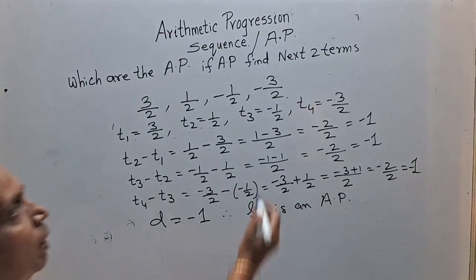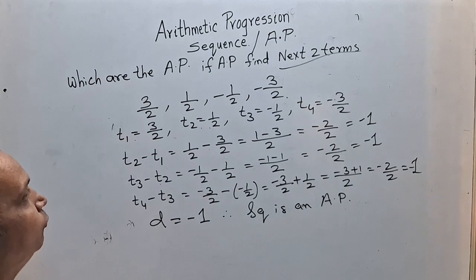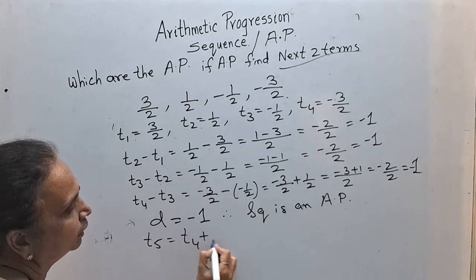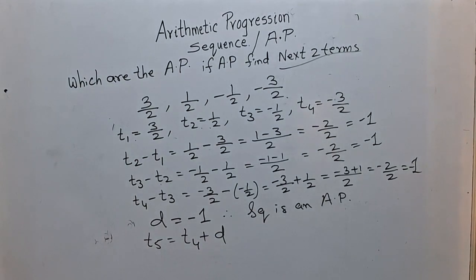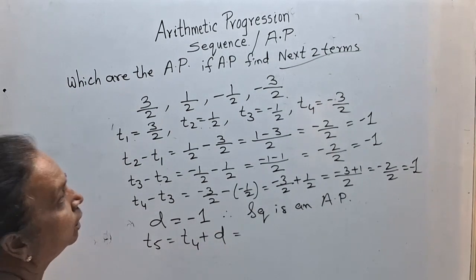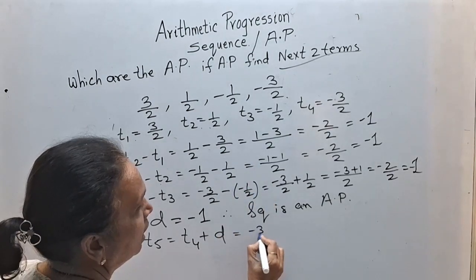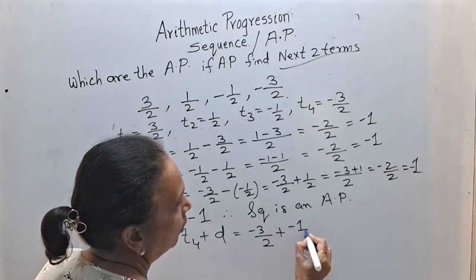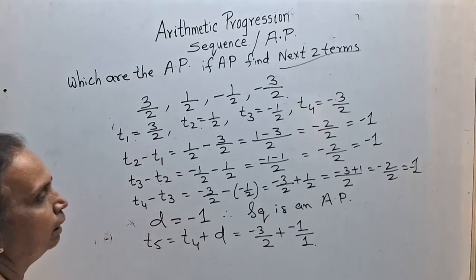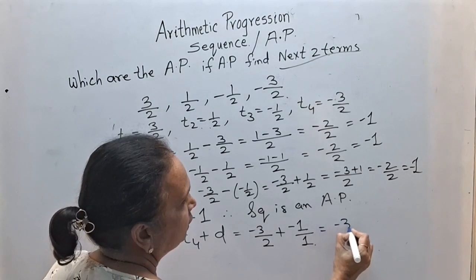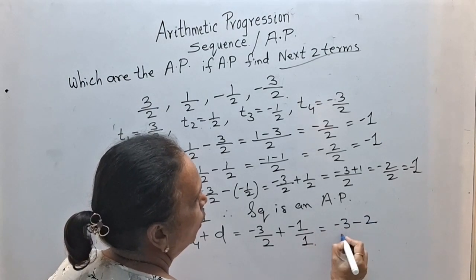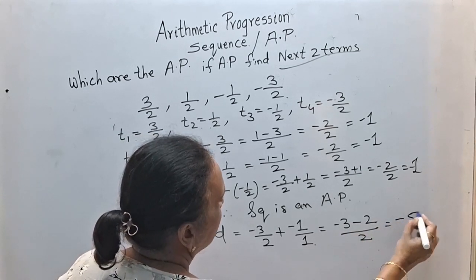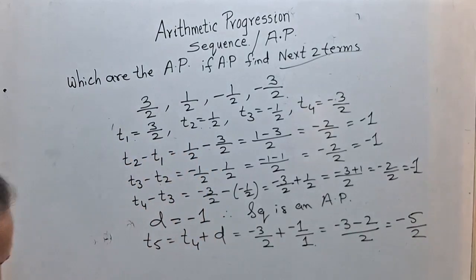Once you do that, they have asked you to find the next two terms. The fourth term is given. So T5 is T4 plus D in an arithmetic progression. It is the addition of the common difference. T4 is minus 3 upon 2 plus the common difference, minus 1 upon 1. I will do cross multiplication. Minus 3 minus 2 upon 2. Both are minus, so you do plus with a minus sign, minus 5 upon 2.